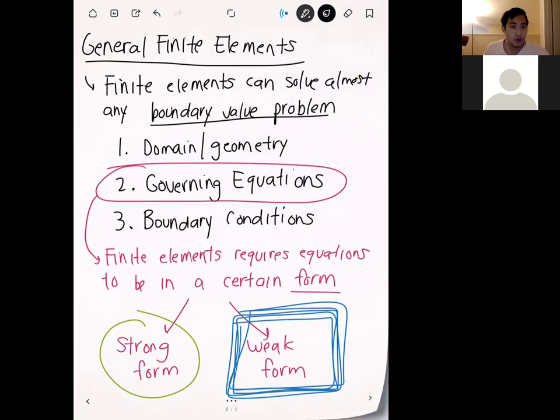Okay. All right, and so let's start jumping into it. So where we're going to start is with the 1D elasticity problems.